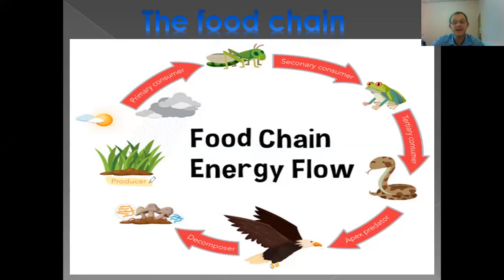So primary 1, secondary 2, tertiary 3. Remember that. Primary 1, secondary 2, tertiary 3. You can say the first, second, and third consumer as well.